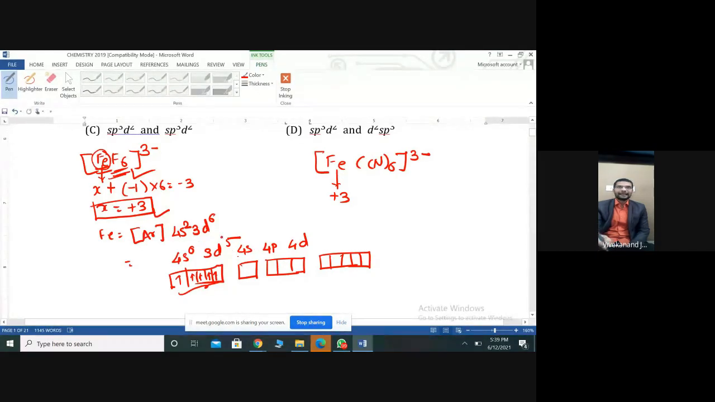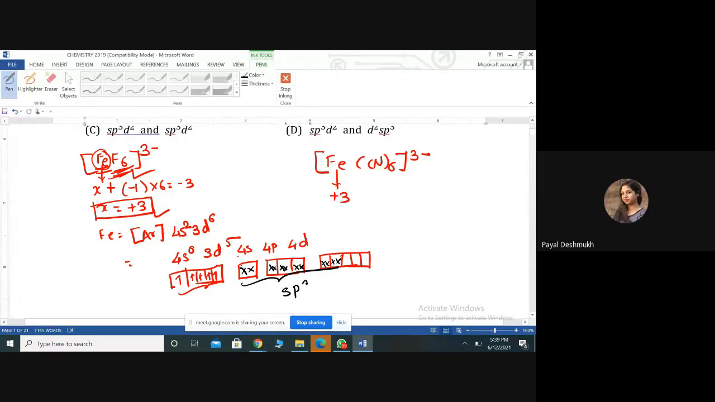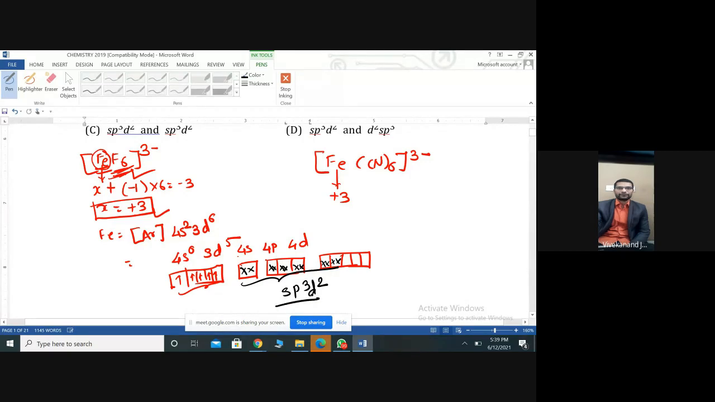How many fluorines are here? 6 fluorines. So how many electrons do we have to add? Each ligand gives us 2 electrons. So each of the 4s, 4p and 4d orbitals we put 2 electrons in. So what will be the hybridization over here? sp3d2. Yes, sir.